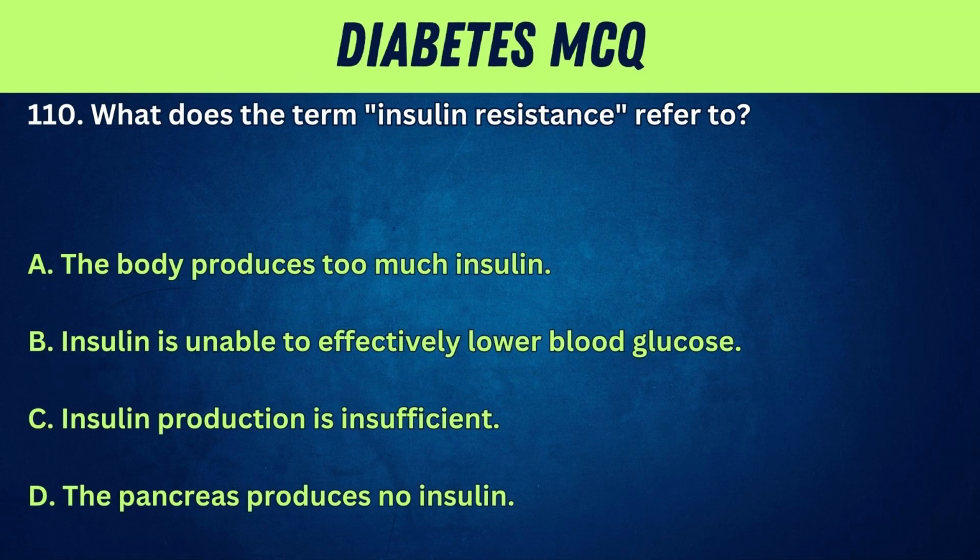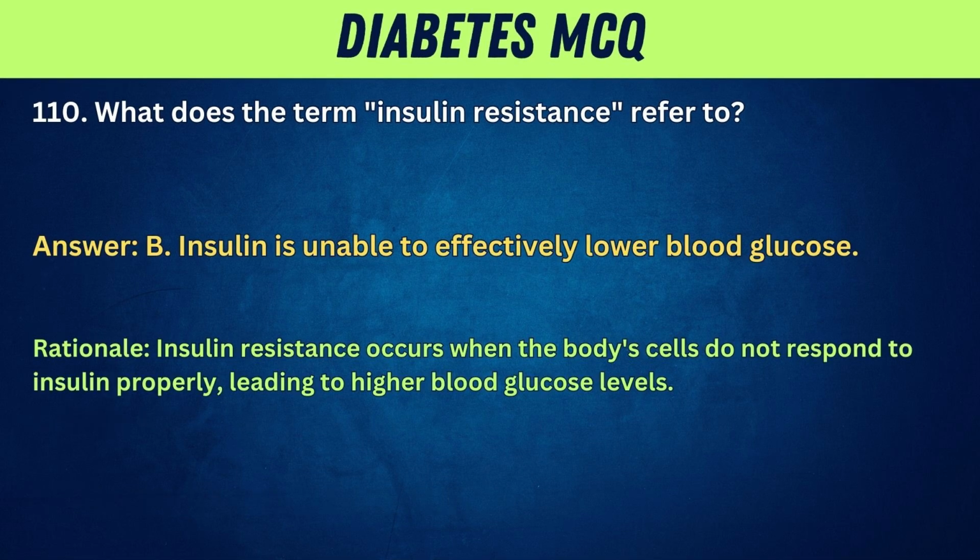110. What does the term insulin resistance refer to? A. The body produces too much insulin. B. Insulin is unable to effectively lower blood glucose. C. Insulin production is insufficient. D. The pancreas produces no insulin. Answer. B. Insulin is unable to effectively lower blood glucose. Rationale. Insulin resistance occurs when the body's cells do not respond to insulin properly, leading to higher blood glucose levels.